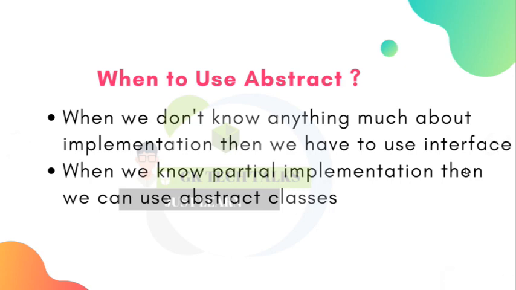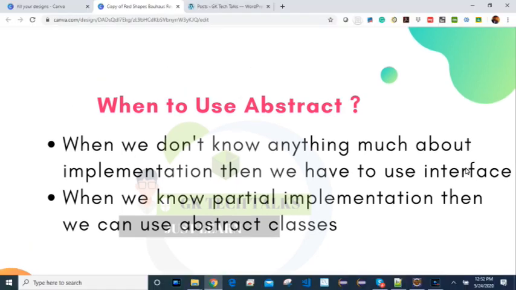When to use an abstract class? If we don't know any implementation, then we need to go for an interface. If you know a partial implementation and you don't know the implementation of a few methods, then you need to go for abstract classes. Okay, these are the differences. This is the theoretical part of abstract classes. Now we are going to the practical part of abstract classes.